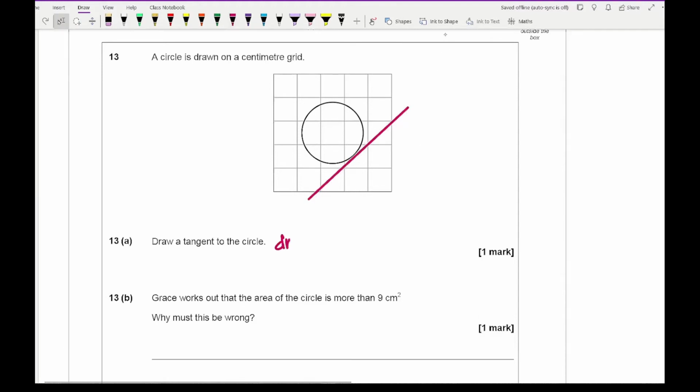So draw a line that touches the circle at one point only.